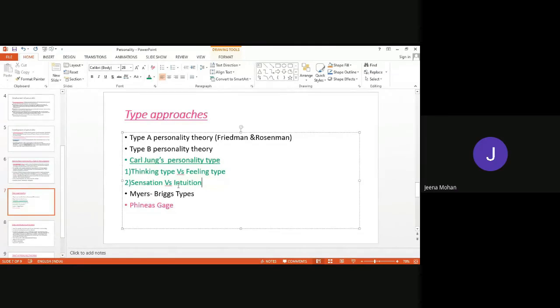So according to Carl Jung, this is the categorization. According to Carl Jung, life attitude is always dominant. For example, introversion. So the attitude towards life is very important. Jung first introduced the personality types in his book The Psychological Types, and he used four psychological functions. One is thinking, the second is feeling type, the third is sensation, and the fourth is intuition.